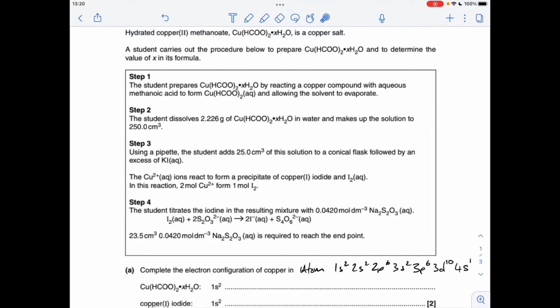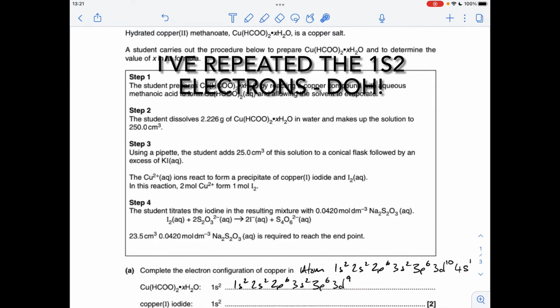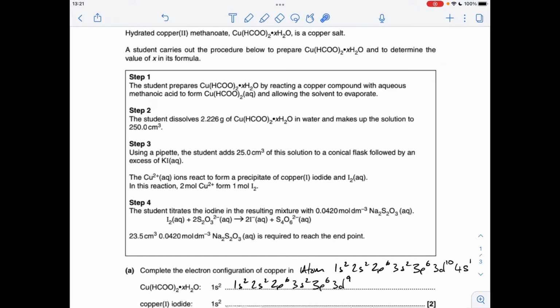To go from the atom to Cu2+, we need to lose 2 electrons. We lose the 4s electron first and one of the 3d electrons, so that's going to give us that configuration there. Then moving on to the second one, it's copper(I) iodide, so we've now got Cu+. We just need to lose this electron here, which gives us that.